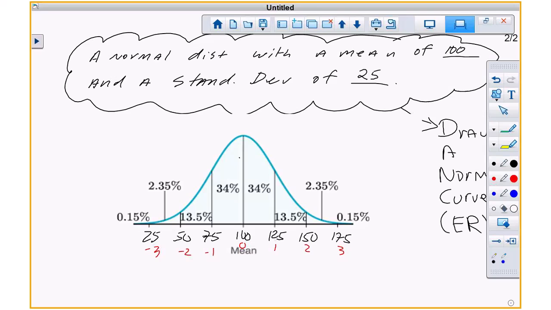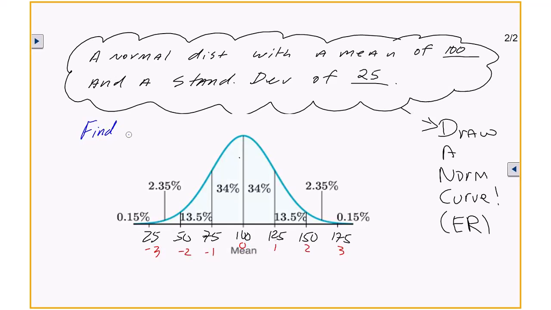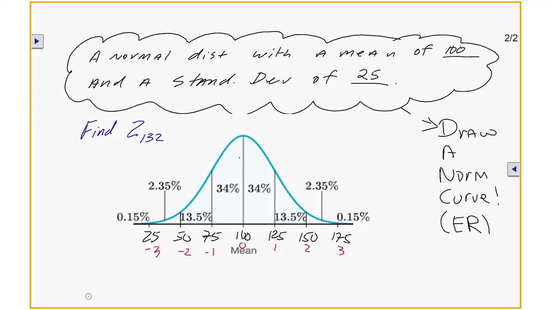Now the question will be in blue. I'm going to put the question in blue because this is the direction, and here's the question that you're going to ask. This is one type of question. Find Z of 132. I'm sorry, find the z-score at 132.